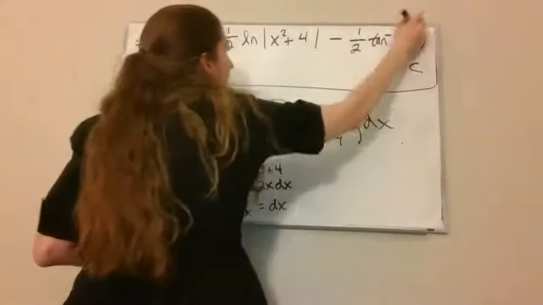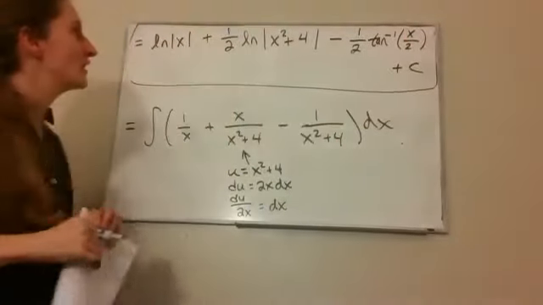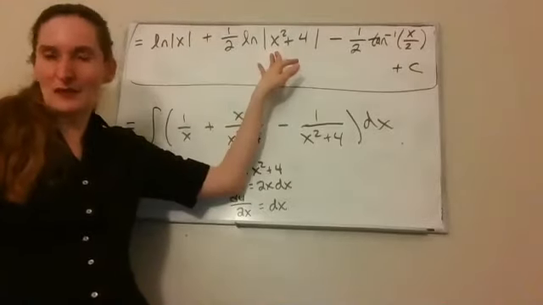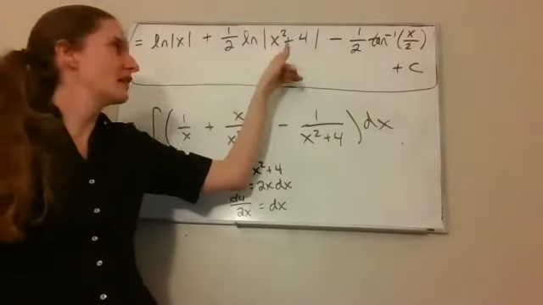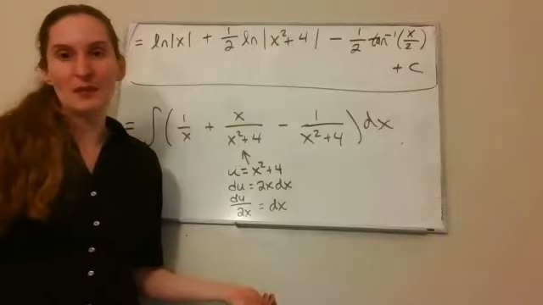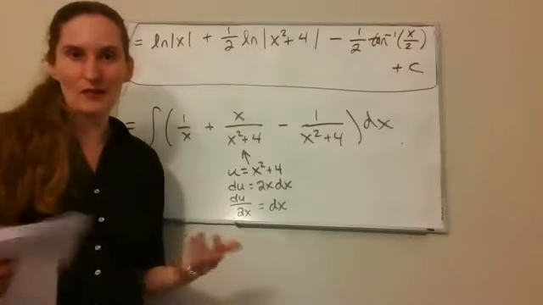And there's our answer. So technically, we don't need the absolute values on the second natural log because x squared plus 4 is always going to be positive. So we don't need the absolute value.